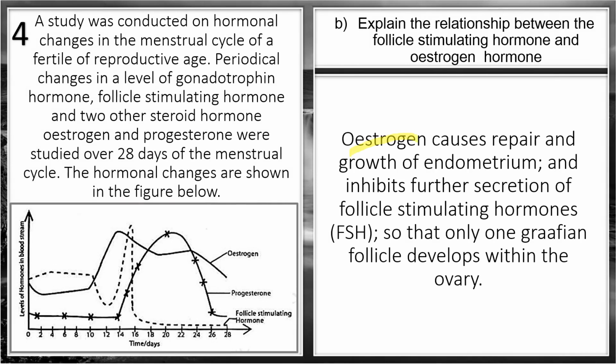The estrogen causes the repair and the growth of the endometrium. It also inhibits the secretion of follicle-stimulating hormone so that only one Graafian follicle develops. So when we have a lot of saturation of estrogen, estrogen is used in the growth of the endometrium. It inhibits the production of follicle-stimulating hormone, and also it is going to make sure that there is only one Graafian follicle that develops within the ovary.